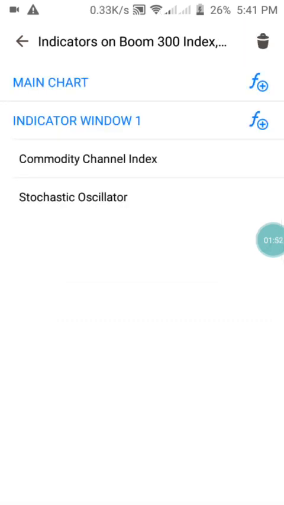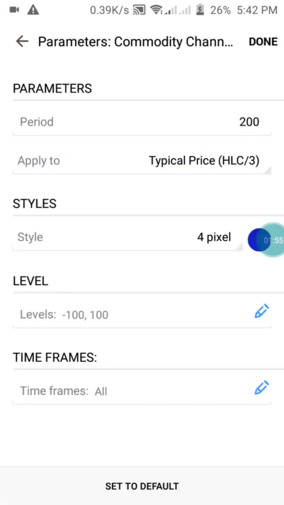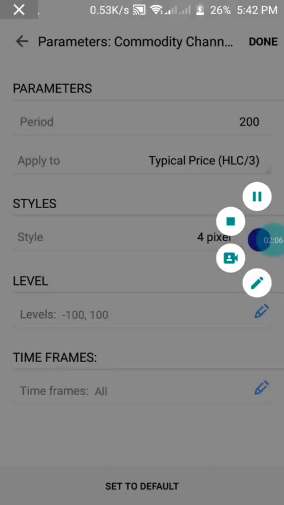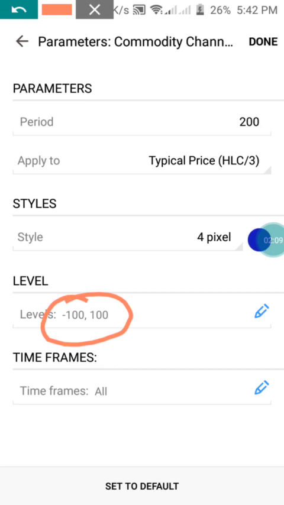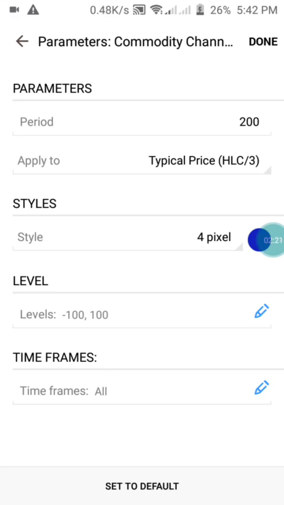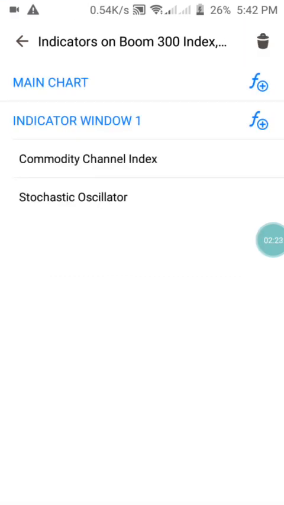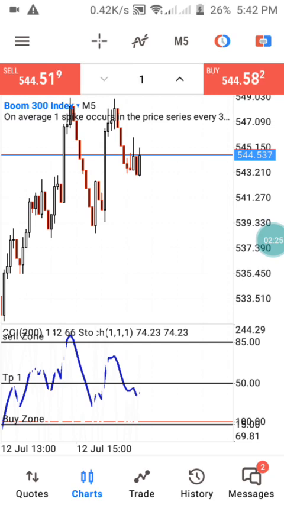Then you press done, and you move to your Commodity Channel Index, where we have our period to be 200, applied to typical price, and our style to be in blue color, and we have these two permanent levels. They are always permanent, so if they are not there when you are setting it up, make sure you set them up, because they help you identify your take profit level, and they also help you understand the trend of the market. Then you press done. By doing this, you will have the same chart as I have here.